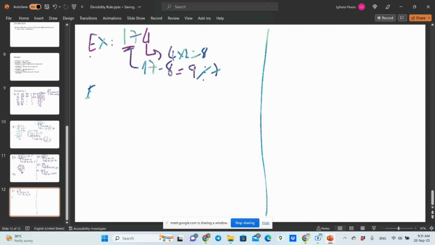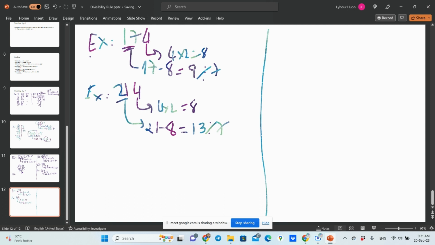214. Okay, one more try. 214, so double the 4 is 8. So this is 21 minus 8, which is 13. Still not divisible. Oh, how comes? Why? One more try.